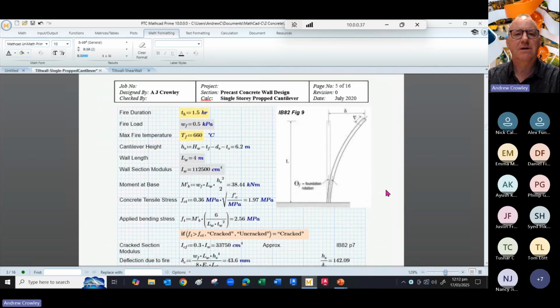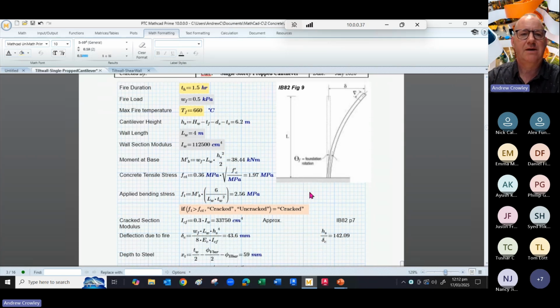Now, considering the temperature inside the concrete and therefore the temperature of the steel inside the concrete, we can then work out some cracking, or whether the section is cracked under the fire condition. So we take a fire duration, in this case of 1.5 hours, at a maximum fire temperature of 660 degrees, and this is taken out of IB82. And from that, we get the moment at the base of 38 kilonewton meters.